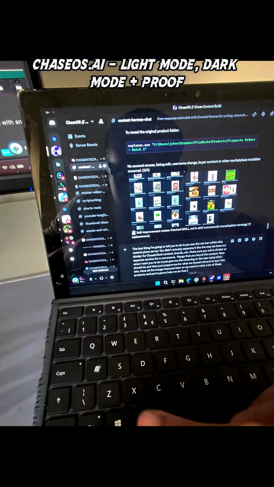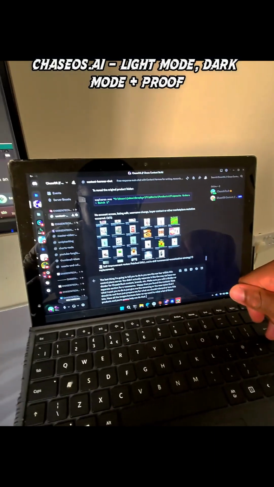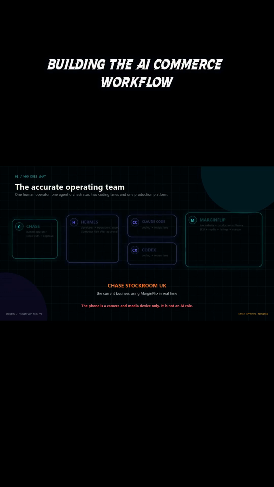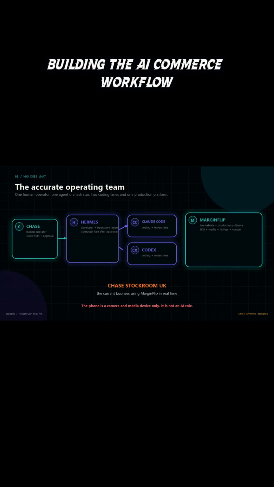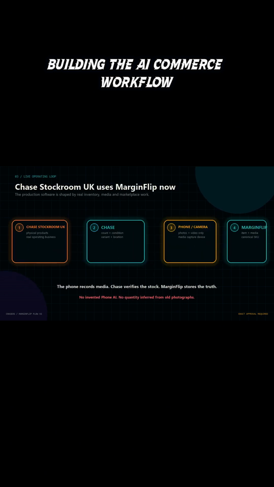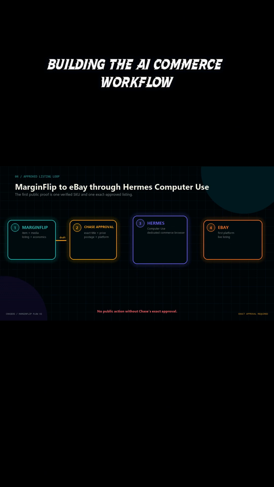Hermes has gone through the archives of my computer to find the old images for our e-commerce side of the business. I use ChaseOS again just to prepare this little video to give you context. So the architecture starts with physical inventory, old marketplace accounts, purchase records, and the resale rules I already know. ChaseOS keeps the business context organized. Hermes carries the bounded browser and computer actions. And then with all that being said, we're then going to make a software called MarginFlip.